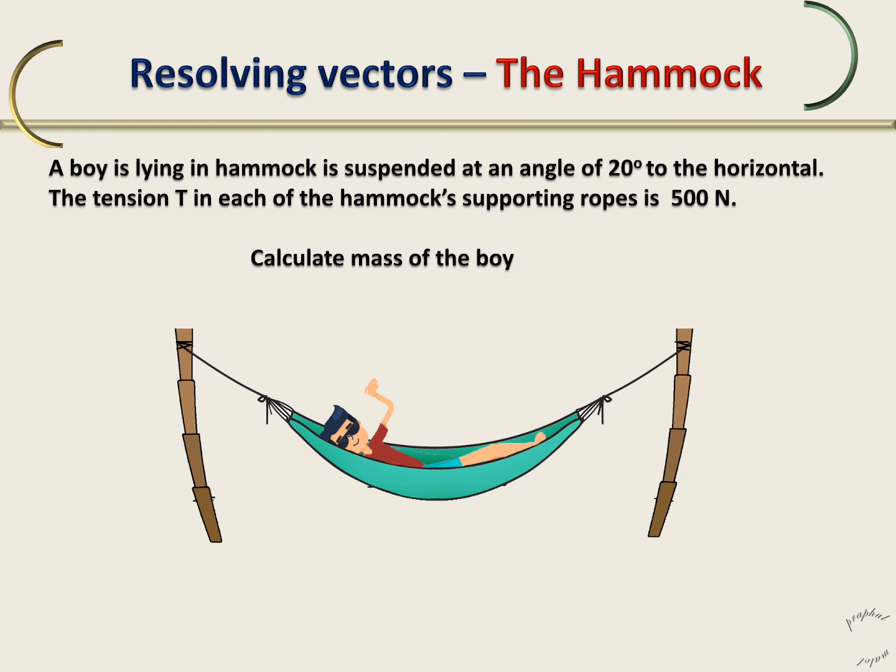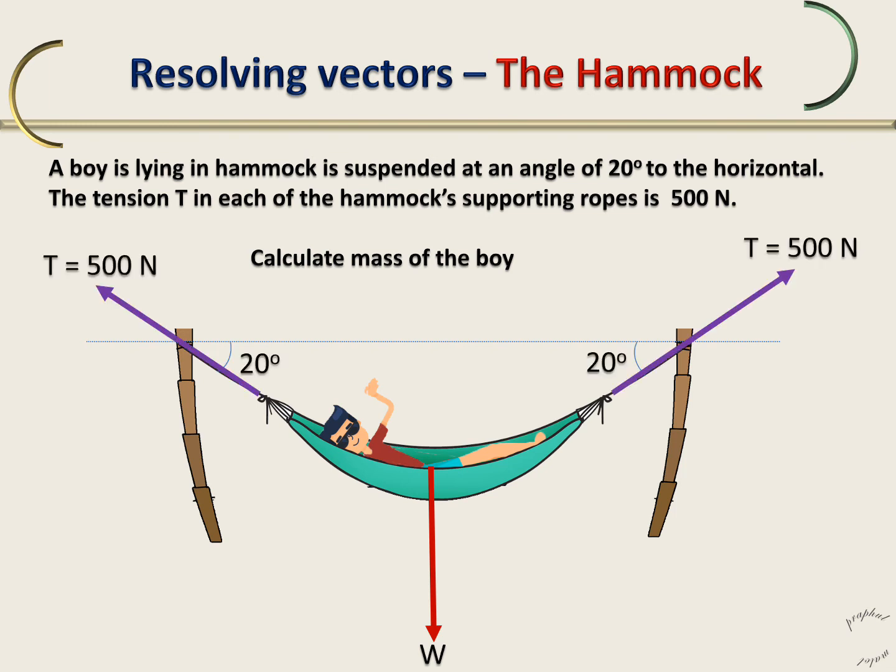So to begin with, I'm going to draw all the forces acting on the person. The first force is weight. Of course, weight will be there everywhere. Then the other forces are two tensions. The values are already given, it's 500 and the angle is 20. So I have drawn all the forces acting on the person.